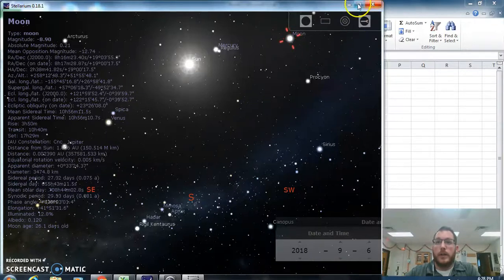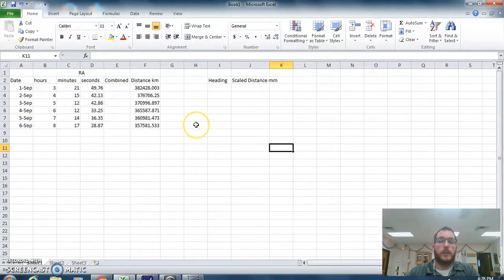So I'm going to come over here to Excel. I promised I would help you guys out with the data logging here because it can be a little tedious. So I have my date, my hours, minutes, and seconds for my right ascension. Notice how I have them in separate columns, and then my distance in kilometers. You have to do some calculation, and doing it by hand would be really tedious, and you're already going to have to graph this data anyway. So let's just figure out how Excel can do this for us.